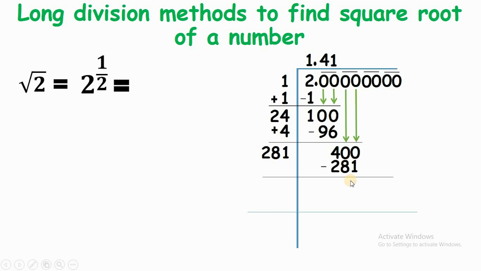So subtract it, you'll get 119. And then again you take 2 zeros down. And then here we are in the unit place, we have 1. So you have to add 1 over here. It becomes 282.